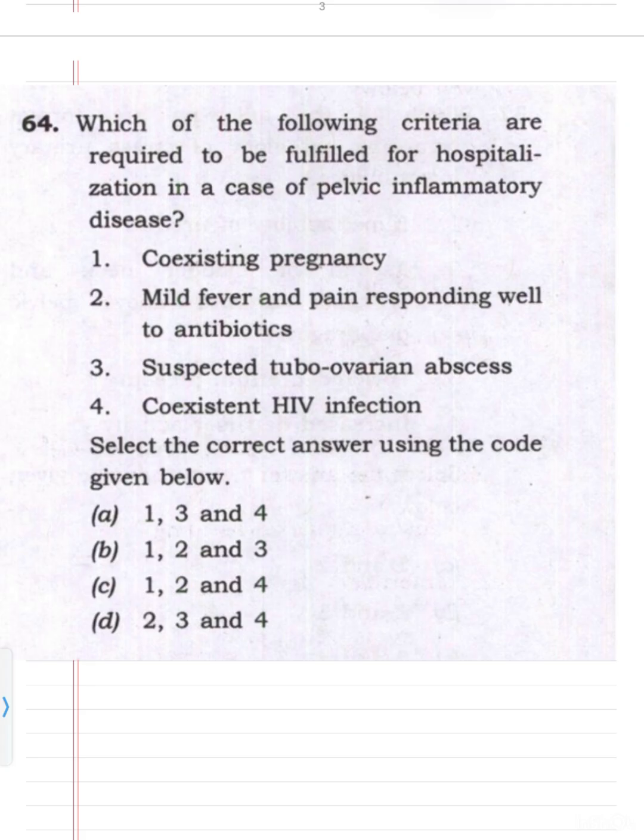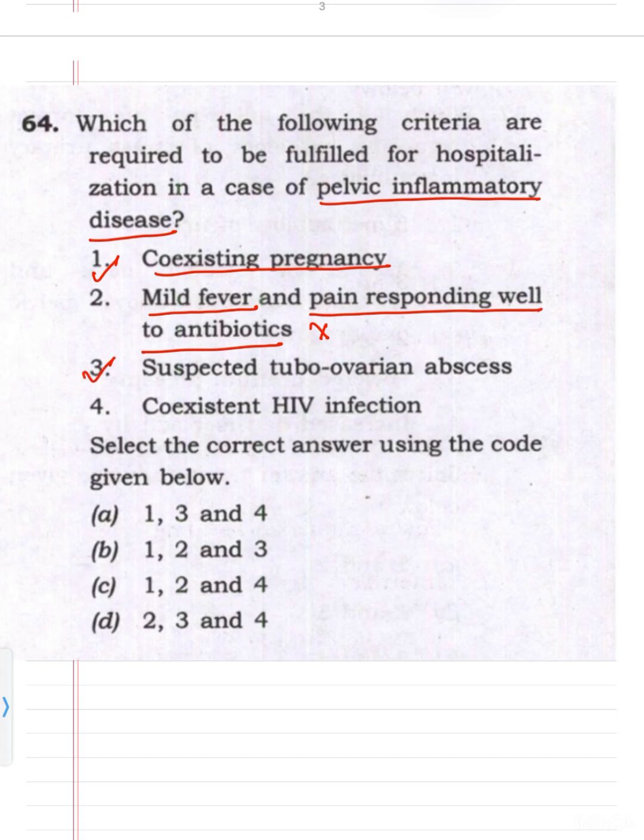Which of the following criteria are required to be fulfilled for hospitalization in a case of pelvic inflammatory disease? So, there is a patient of pelvic inflammatory disease coming to you. How will you decide whether that patient has to be treated on OPD basis, or you have to admit the patient? First is coexisting pregnancy. Yes, coexisting pregnancy is one of the criteria for hospitalization. The fever is mild and the pain is responding well to antibiotics. No, this cannot be. If the patient is responding well to the antibiotics, why are you going to admit that patient? You are going to continue the OPD treatment only.